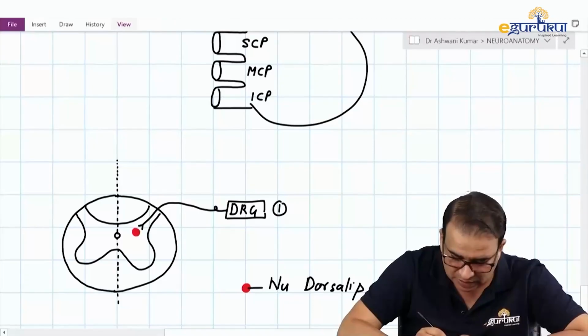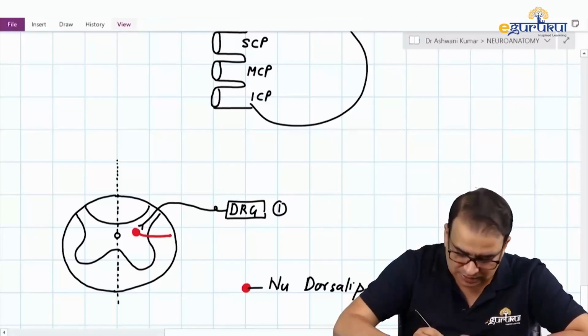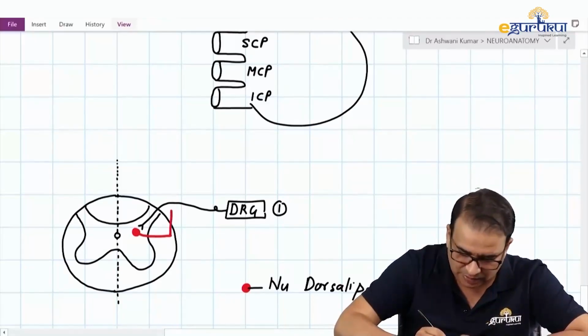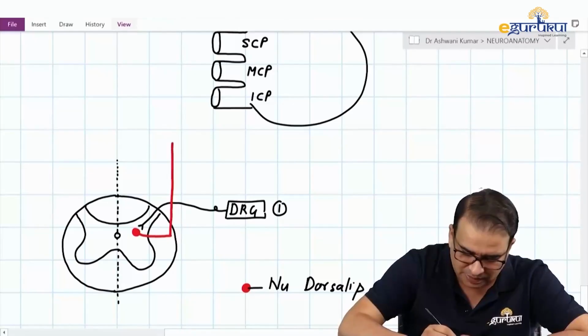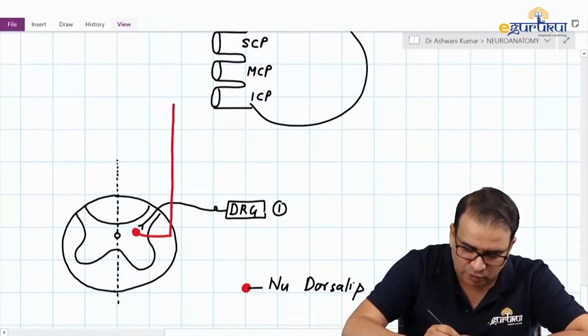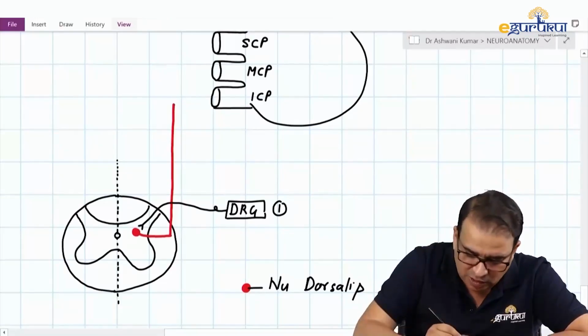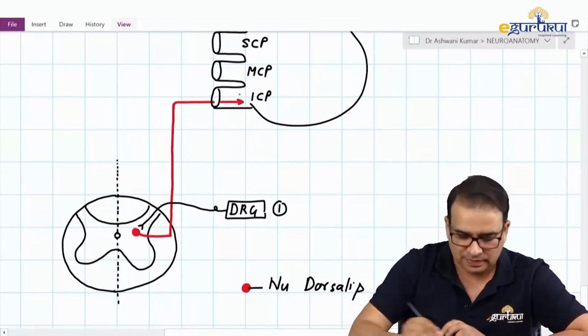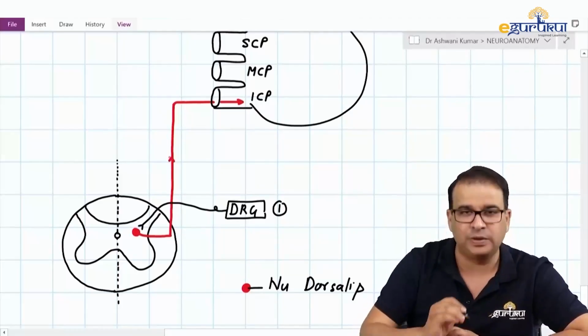To the same side. So the second order neuron will run from there and come to the same side. Then from there, they will ascend upward in the brainstem, and once they reach the medulla oblongata only, not any further, in the medulla oblongata only, they will turn through the inferior cerebellar peduncle and go inside the cerebellum. That's the shortest possible pathway to reach there.